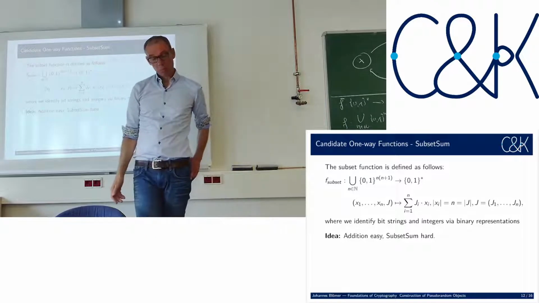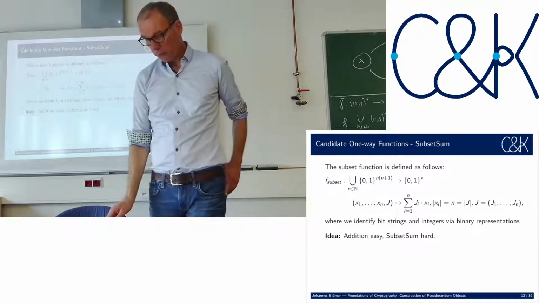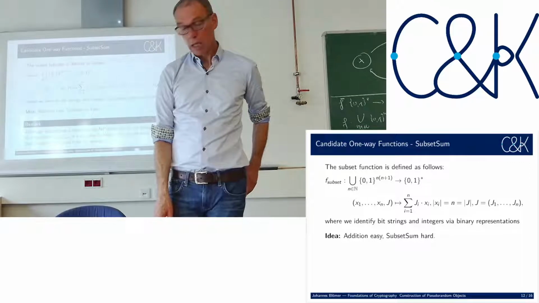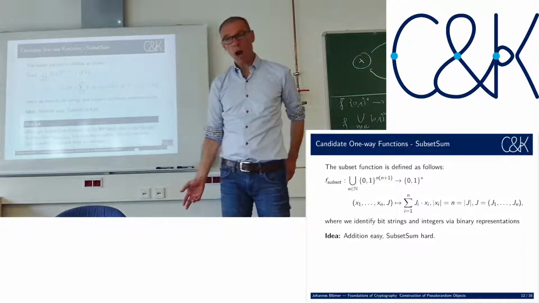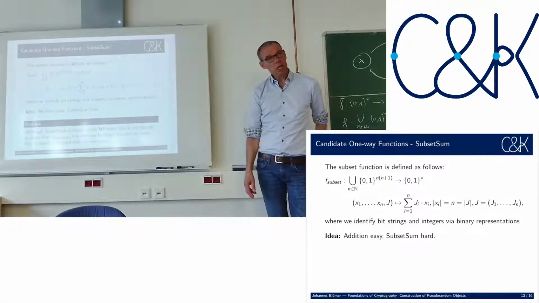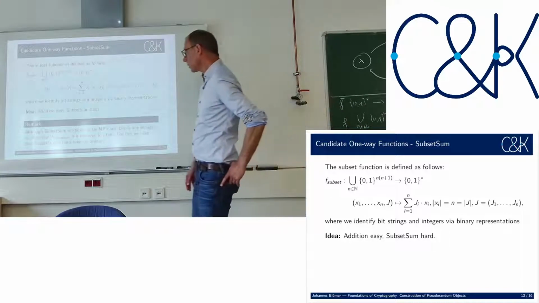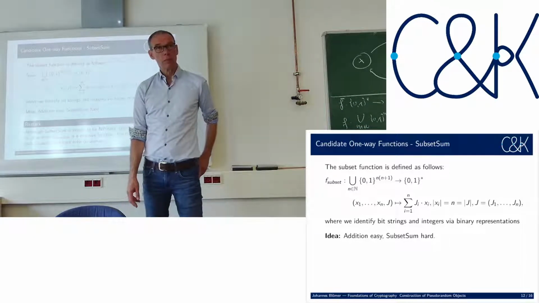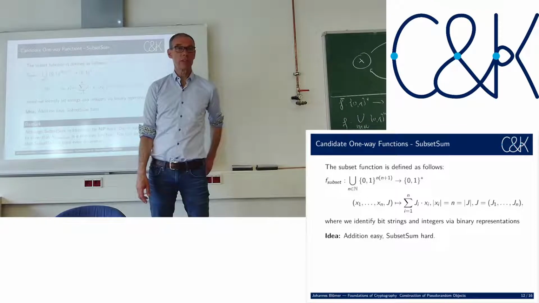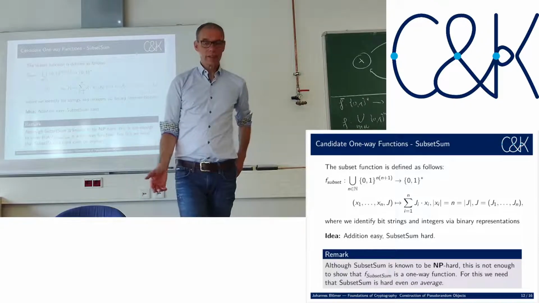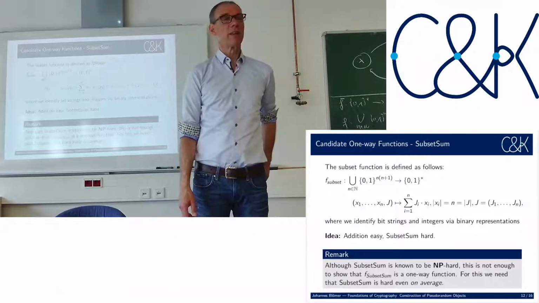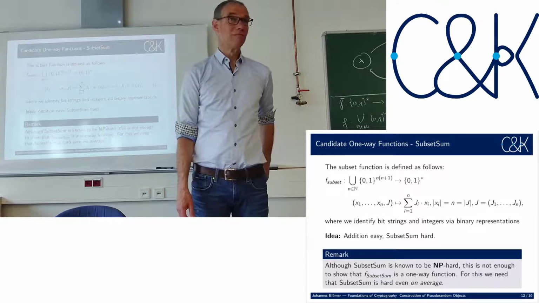Unfortunately, it's known to be NP hard, but that is not enough to show that this subset sum function is a one-way function, because NP hardness tells you something about worst case assumptions. It says there are things that are hard. It doesn't tell you something about random instances.